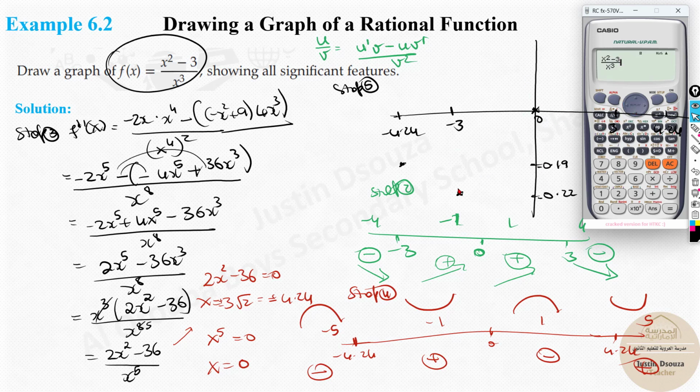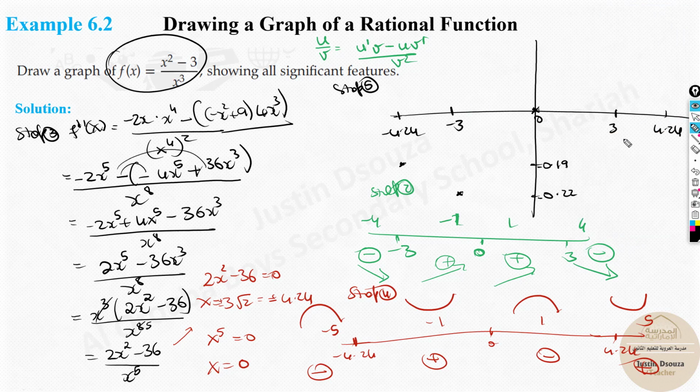Now, what about 3? It's going to be just the same values but positive, isn't it? So calculate at 3. It will be positive 0.22. Or calculate at 4.24. It will be positive 0.19. So it will be something over here and over here. Now, this is mainly it.